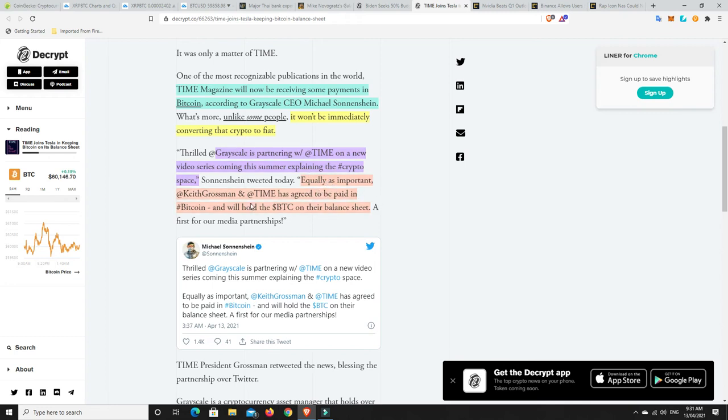So it says, equally as important, Keith Grossman and Time has agreed to be paid in Bitcoin and will hold BTC on their balance sheets. This is just the start. They haven't been convinced enough to invest too much into Bitcoin, but they are now open to receiving payments in Bitcoin, and they're going to hold the Bitcoin on their balance sheet. That's their way of getting into it, and it'll be a very small start.